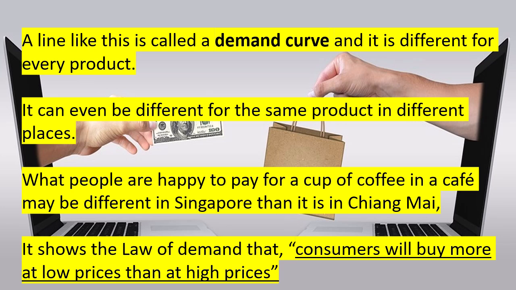And again, it's different for every product. It can be different for the same product in different places. So what people are happy to pay for a cup of coffee in a cafe may be different in Singapore compared with Chiang Mai. And it shows the law of demand that consumers will buy more at low prices than at high prices.